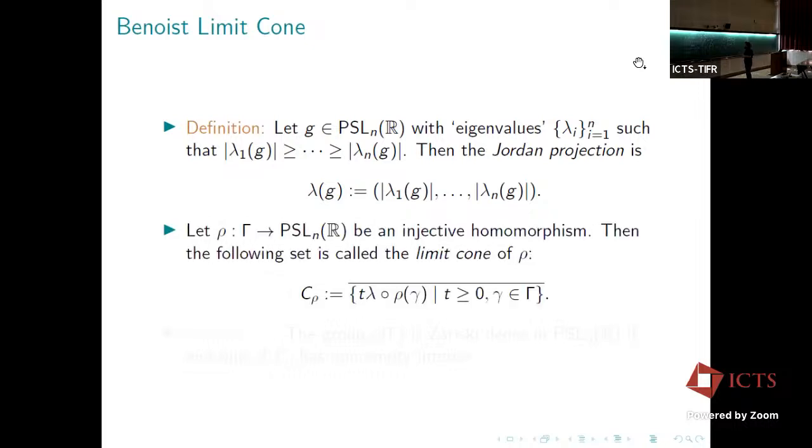And the Benoist cone is, you take a representation of gamma inside PSL_n(R), and for each element small gamma inside gamma, you consider this kind of space, and for each gamma you will have these points inside the cone. And if you take the lines joining these points and the origin, then this object is called the Benoist cone.